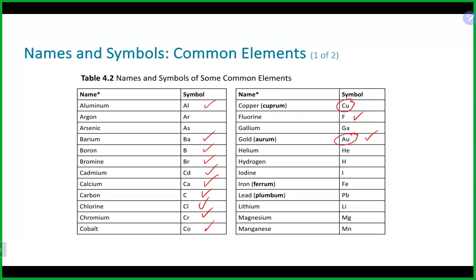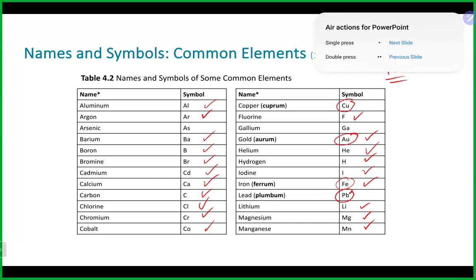That is gold. It definitely pops up a lot. Au is gold. Helium, He, hydrogen, iodine, iron, which is Fe, definitely pops up a lot. This one does as well. That's lead. Pb is lead. Lithium, magnesium, and manganese also pop up a lot. By the way, argon does as well. That's a noble gas. By the way, Sn is tin, so that also pops up a lot along the way.